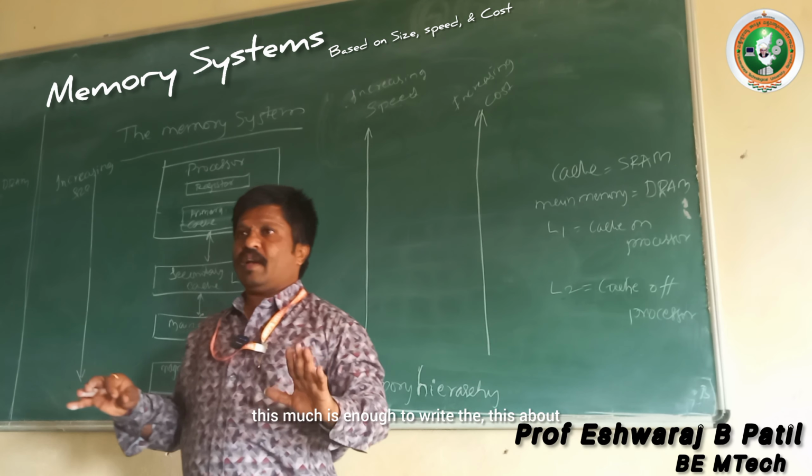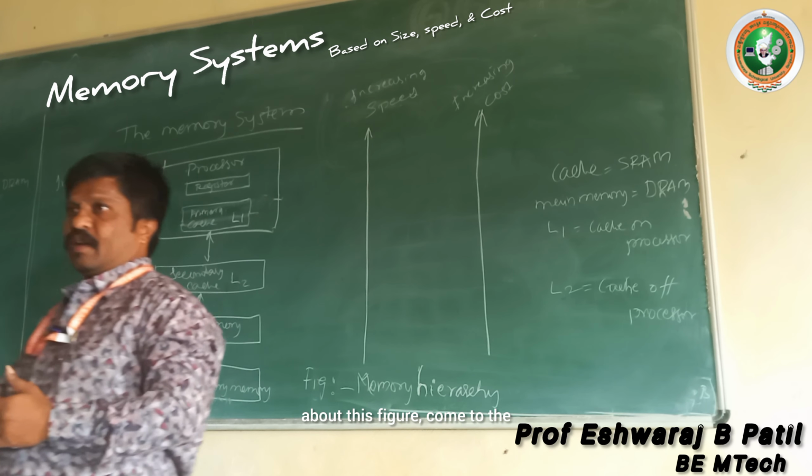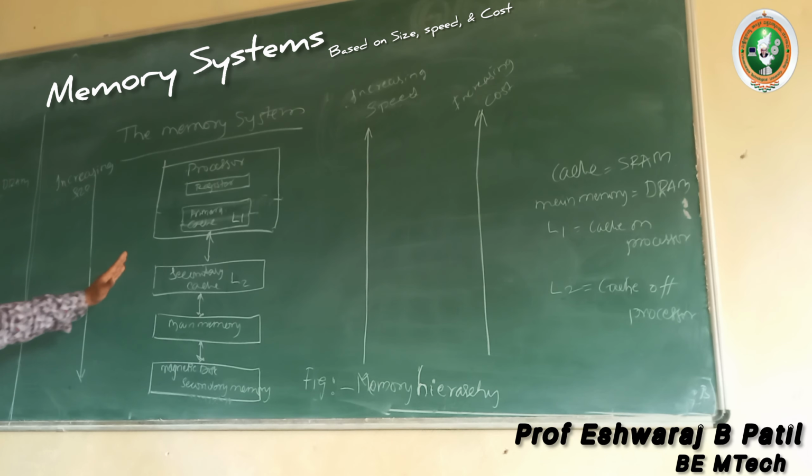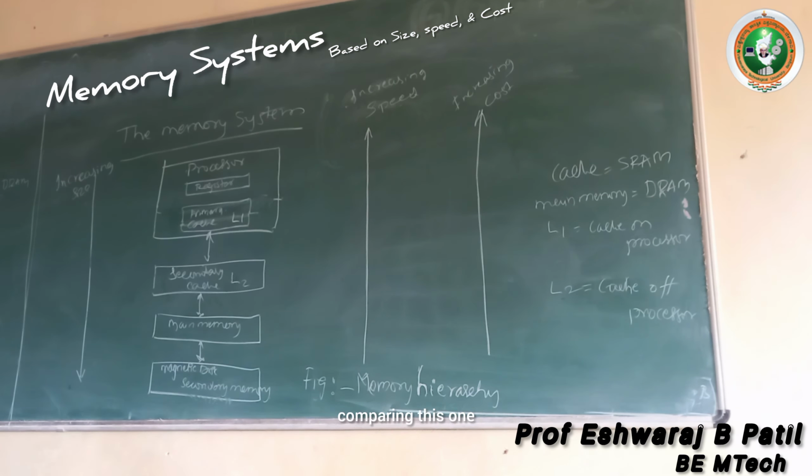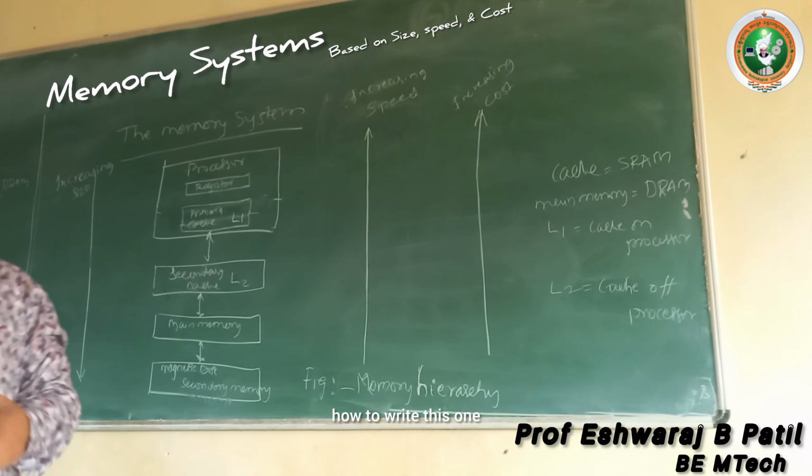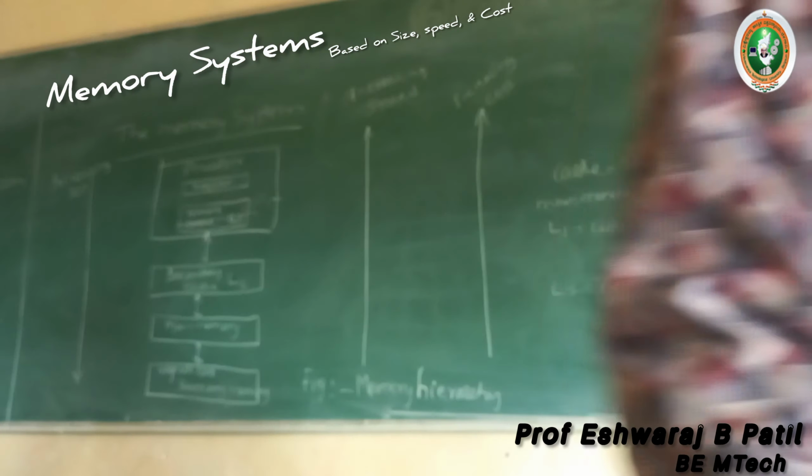This much is enough to write about this figure. Come to this table. You have to write comparing this one. How to write this one? You should have to remember.